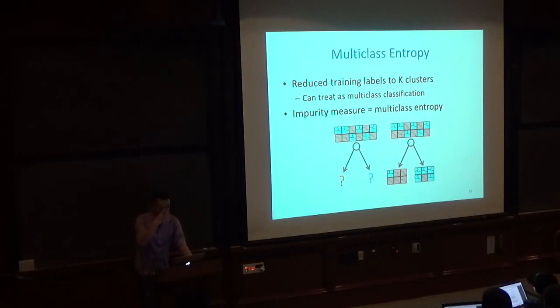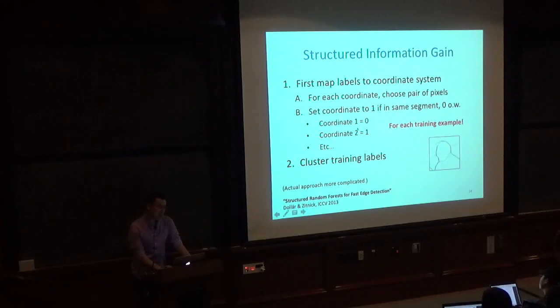Your impurity measure is simply multi-class entropy, which is just a straightforward generalization of entropy that we saw in the decision tree lecture. So in this simple example, we have 2 clusters, and if you do all pairs of pixels, you can probably come up with a very good coordinate system based on pairwise coherence of pixels, whether they belong to the same patch or different patch. Of course, people don't do all pairs because it's quite expensive.